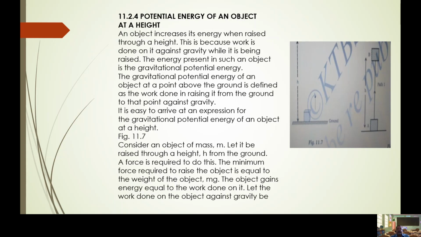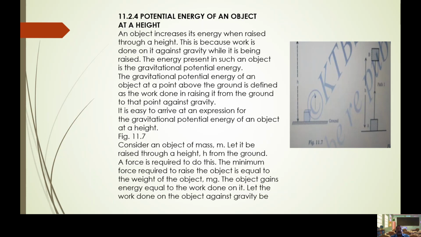The potential energy of an object increases when it is raised through a height. This is because work is done against gravity. While it is being raised, the energy present in the object is gravitational potential energy. The gravitational potential energy of an object at a point above the ground is defined as the work done in raising it from the ground to that point against gravity. It is easy to arrive at an expression for the gravitational potential energy of an object at a height.